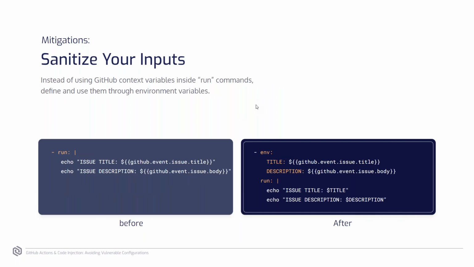Second method, and the most effective for this, in our case, is sanitizing the inputs. For example, instead of putting the curly brackets in the run script and putting our user-controlled input there, we could define this outside of the run script as external environment variables, and then use these variables inside the run script. In this case, even if this title or body will contain malicious code, this code won't run.